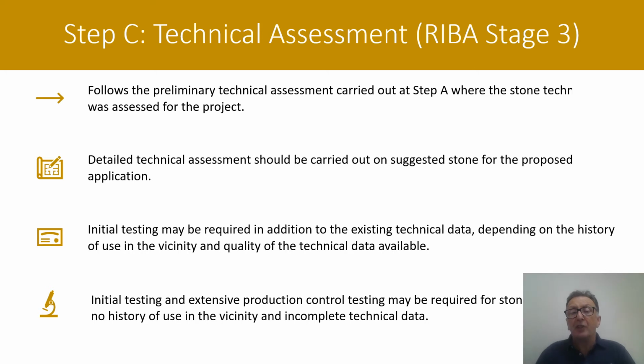It may be, for instance, that in earlier stages of the work, certain stone test data wasn't available. Those gaps should be filled at this stage and additional testing carried out where required. The amount of additional testing that may be required will largely depend on the history of use of the stone and what's known about it, where and how it's been used previously. Depending on the scale of the project and the actual quantity of stone that's required, it may also be important to carry out production control testing to ensure that the quality of the stone throughout the supply of the project is maintained.